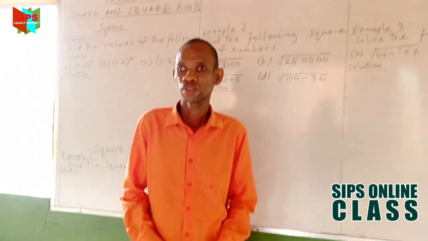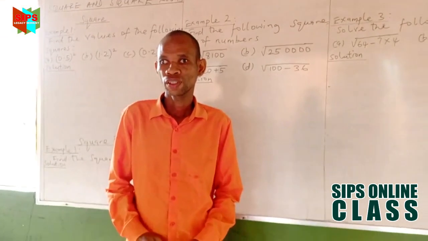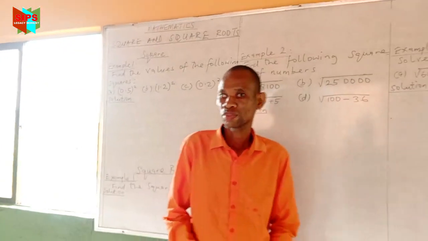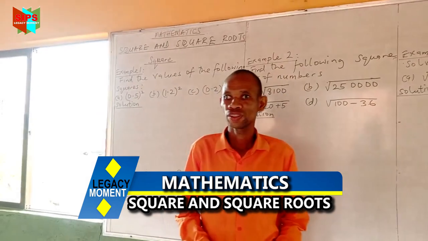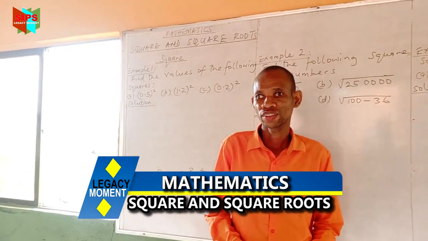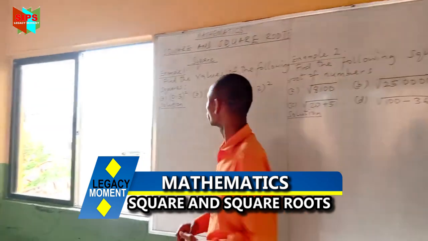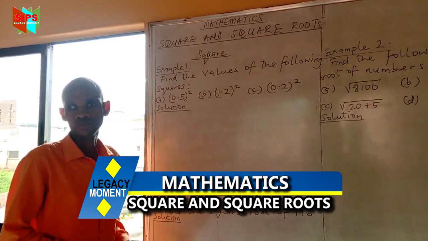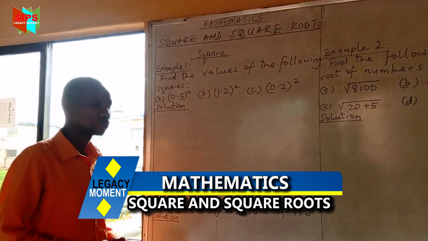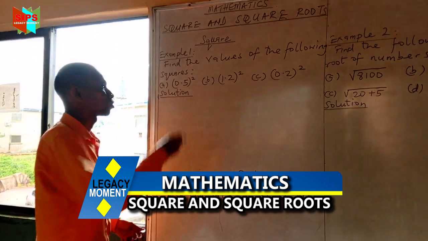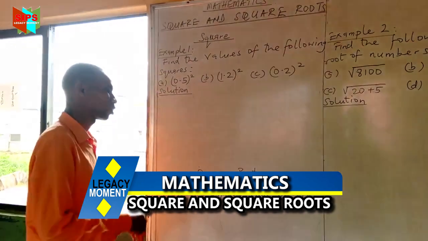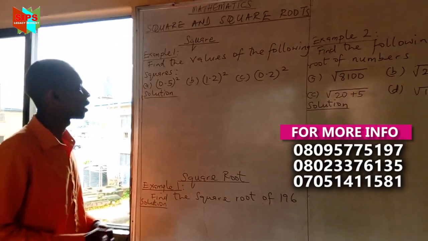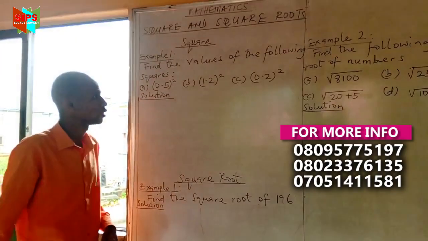Good day to you all, my dear students. How are you doing? Today is another day. This time around, we are still having mathematics for GSS2 class. The topic is titled Square and Square Roots. We are going to take it one after the other. First of all, take the squares before we talk about square roots. Let's go straight to serious business. Find the values of the following squares.